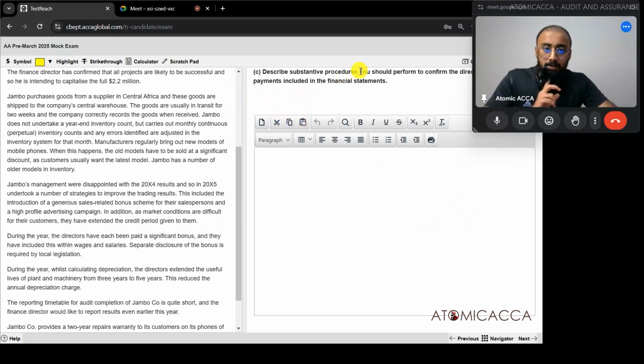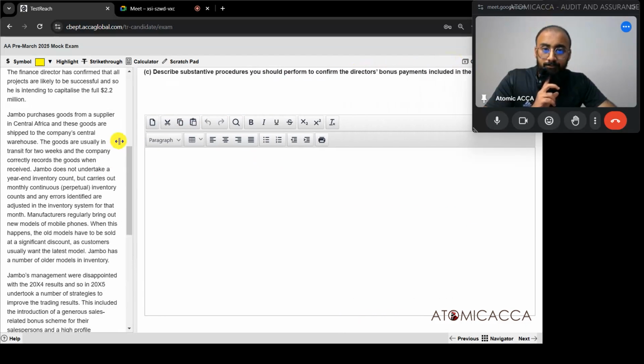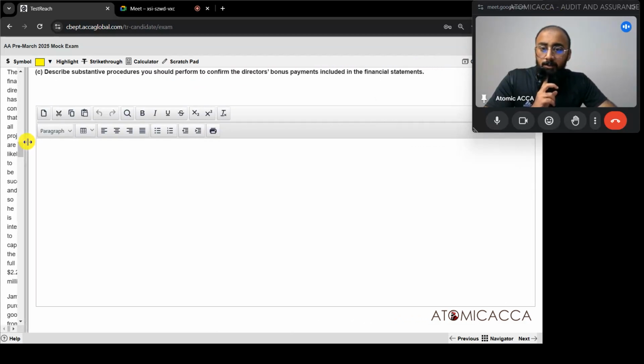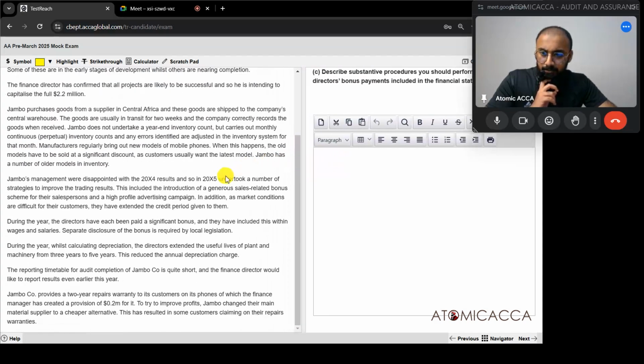So the question is related to: describe the substantive procedure you should perform to confirm the director's bonus payment included in financial statement. Director's bonus, we read that somewhere over here. 2-year warranty, okay, this is warranty. We read about that in the audit report question. Where is extended useful life? Paid significant bonus. Okay, directors have been paid a significant bonus and they have been included within wages and salary. Separate disclosure of bonuses required by local legislation.